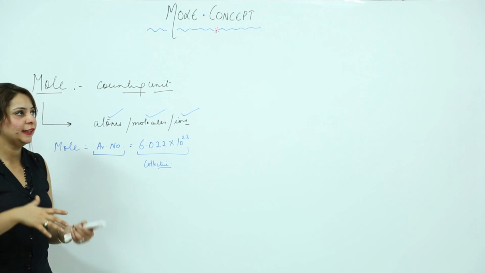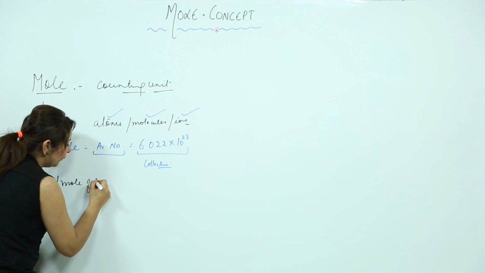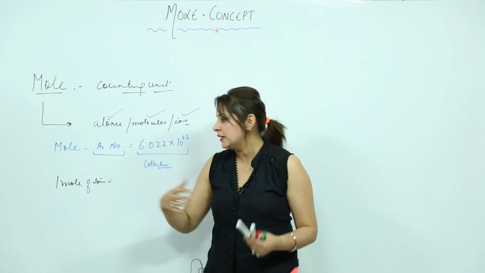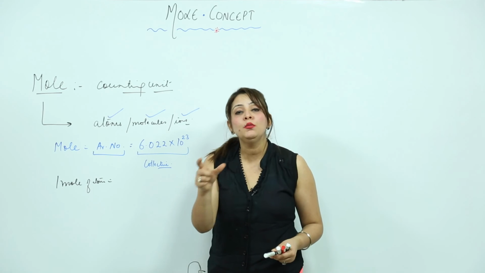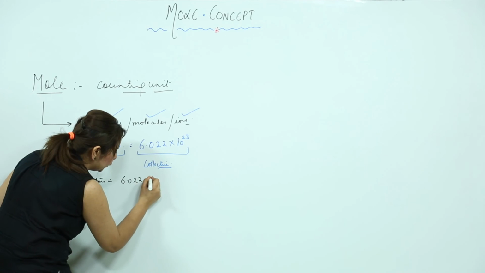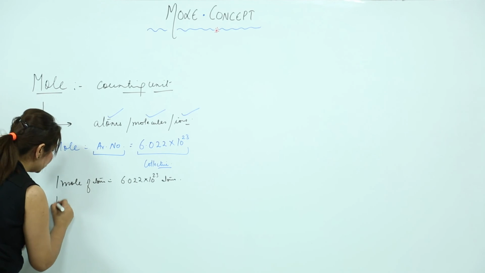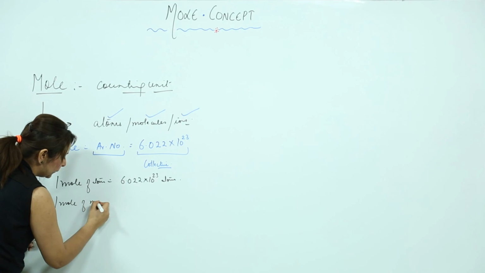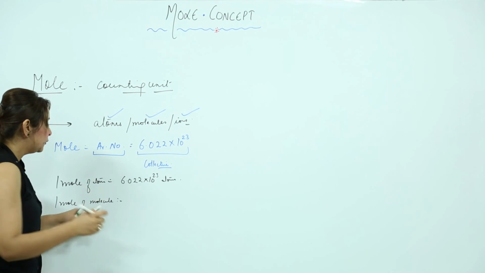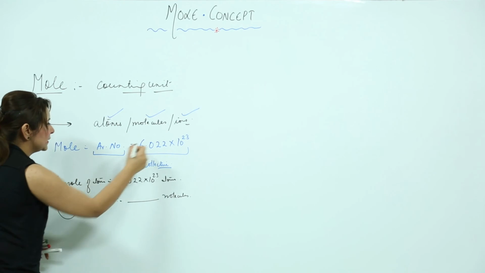If I say 1 mole of atom, what do you mean by it? Do you think I mean it is one atom? No. If I say 1 mole of atom, it contains 6.022 into 10 raised to power 23 atoms. And likewise, if I say 1 mole of molecule, it again doesn't mean one molecule. It means this many molecules, because we know that a mole contains this number.